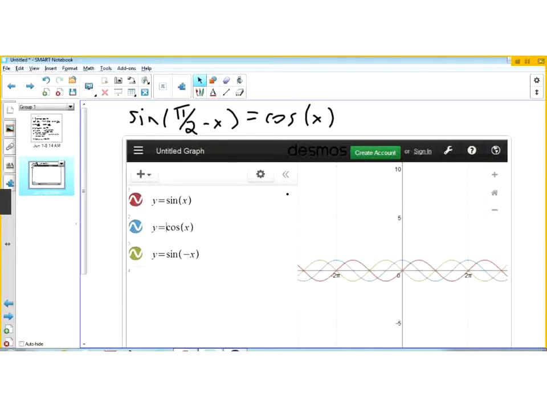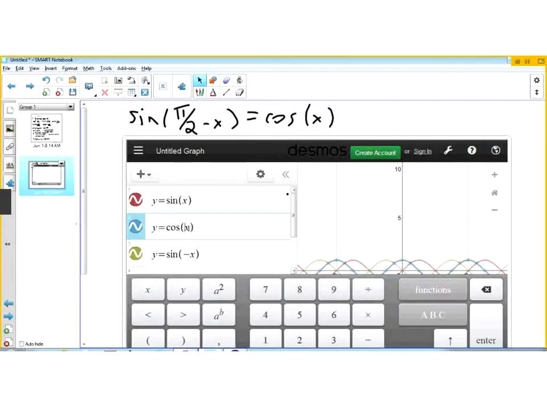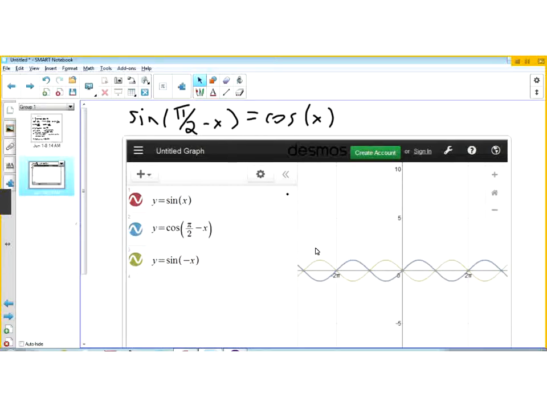Let's get rid of this one. Now the blue curve is for the cosine function. We know the cosine function is an even function, so the cosine of minus x is just the cosine of x. So let's graph the cosine of pi halves minus x. When we look at that, we see that the blue curve lines up with the red curve. So we say that the cosine of pi halves minus x, its cofunction, is the sine function.